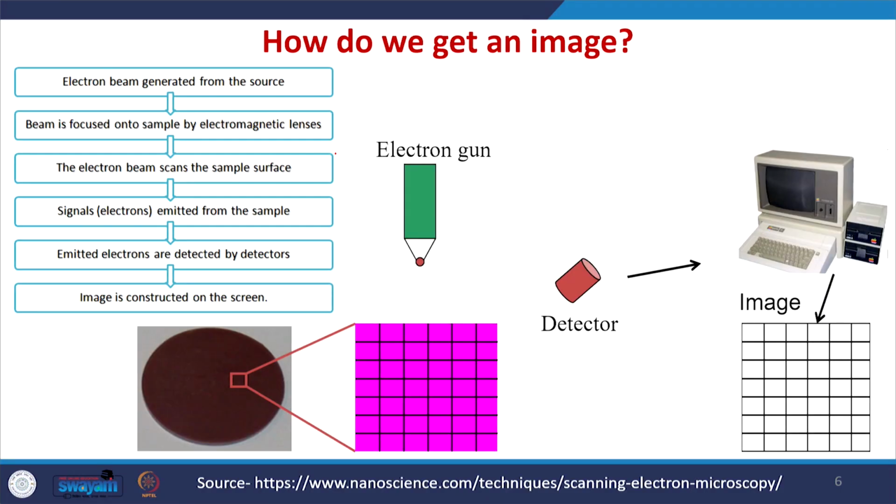How do we get an image from the scanning electron microscope? Here, the first step is that the electron beam is generated from the electron gun, and the beam is focused on the sample by the electromagnetic lenses. The beam scans the sample, and the signals, that is electrons emitted from the sample, will be detected by the detector, and the image will be constructed on the screen. So, it will scan the complete sample, and finally you will get the image generated on your computer using the software.